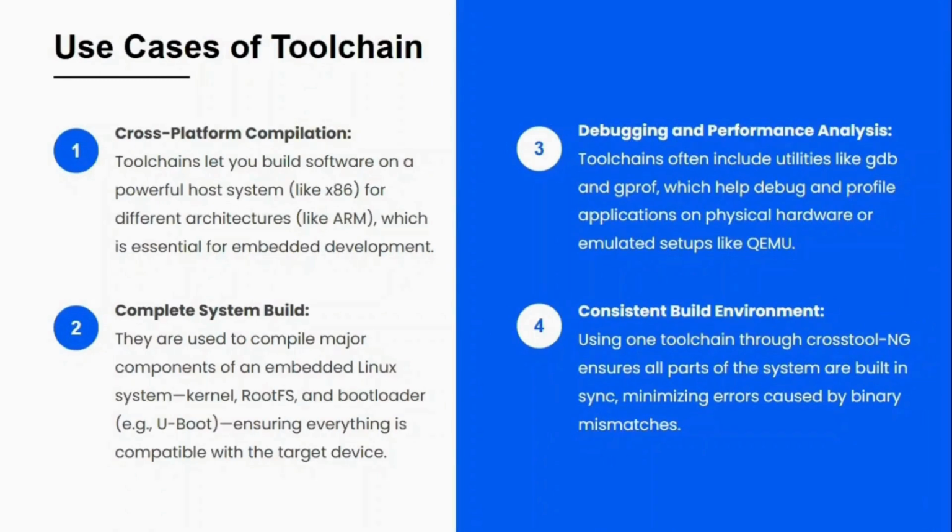Why are toolchains so important? 1. Cross-platform builds. Compile on PC, run on ARM. 2. Build entire systems. Kernel, bootloader, and root file system. 3. Debug with tools like GDB and profile with gprof. 4. Maintain consistency using a single toolchain through crosstool-NG.